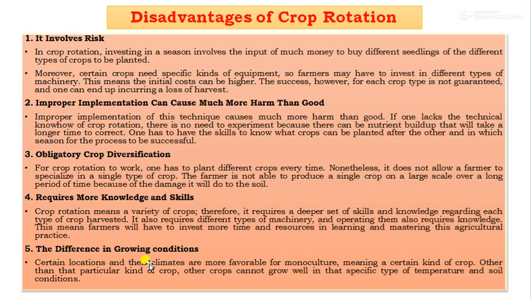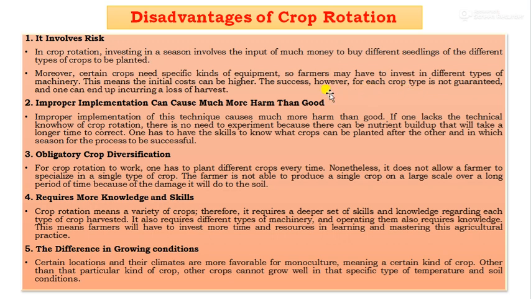Next point, that is disadvantages of crop rotation. It involves risk. Investing in a rotation season involves the input of much money to buy seedlings of the different types of crops to be planted. Moreover, certain crops need specific kinds of equipment, so farmers may have to invest in different types of machinery. This means the initial cost can be higher, and success for each crop type is not guaranteed, and one can end up incurring loss of harvest.